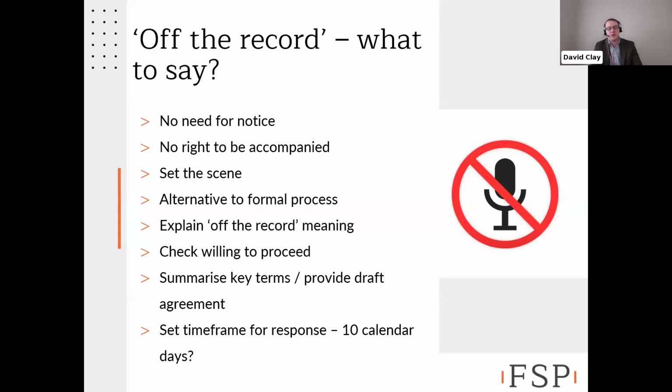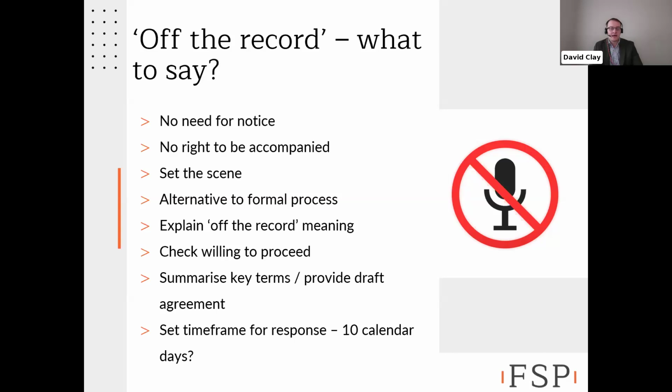And then you can go on to explain what you mean by off the record, which is essentially that it's a confidential conversation which couldn't be referred to in certain legal proceedings. Now, if the employee doesn't want to proceed, you can just bring that discussion to a close there and then and say, okay, no problem. We'll be in touch about next steps on the formal process side of things.